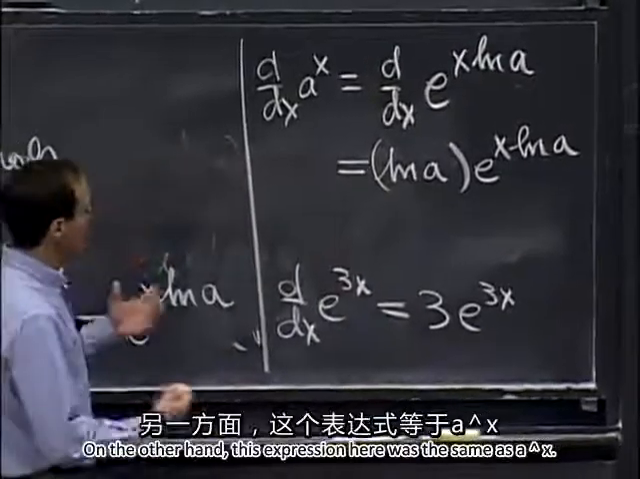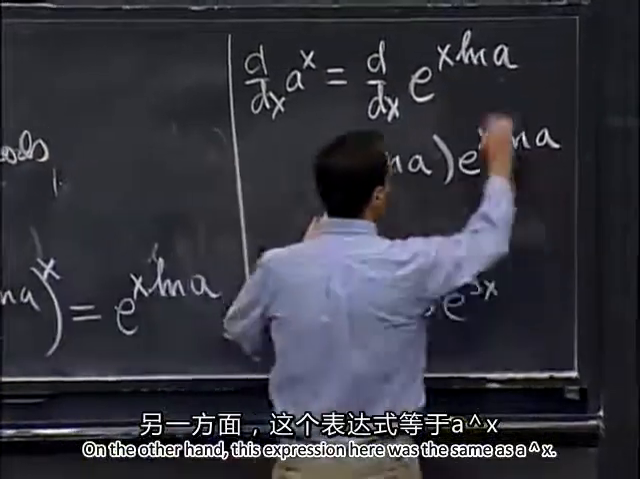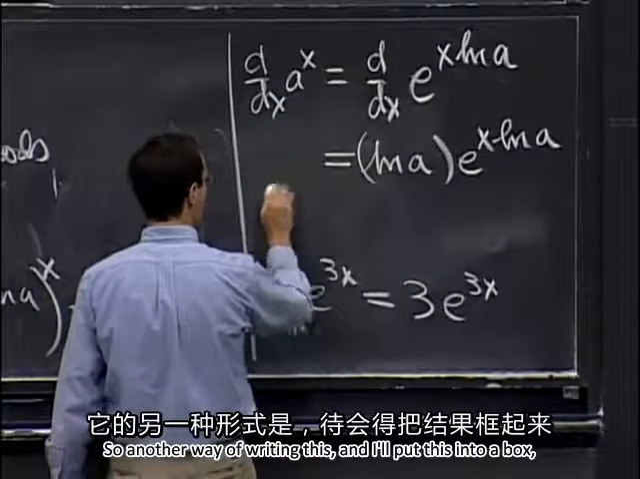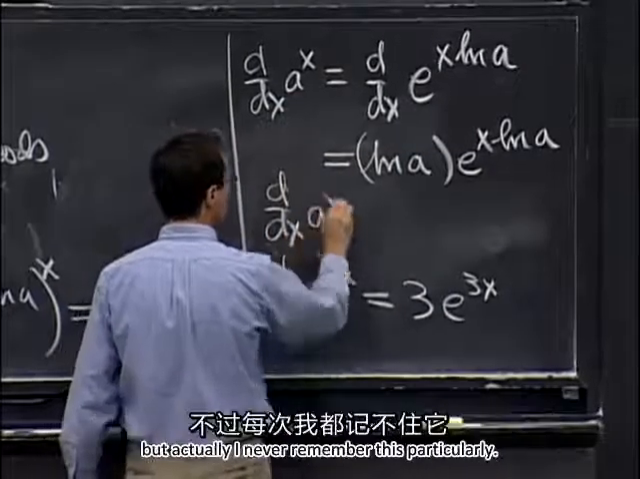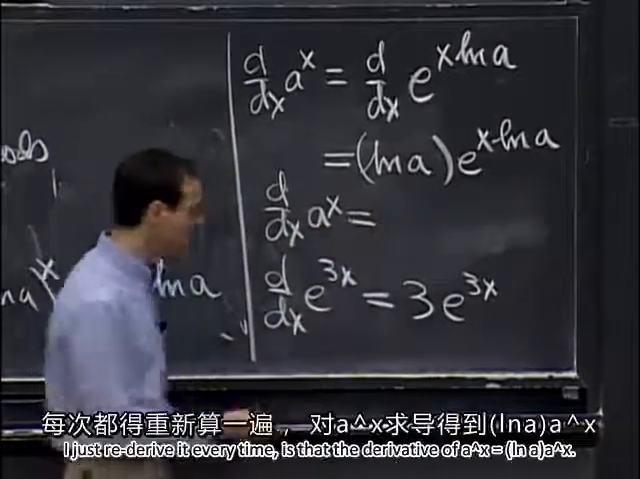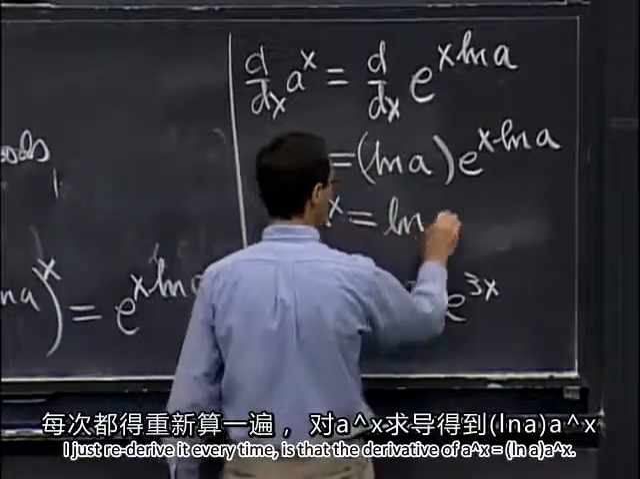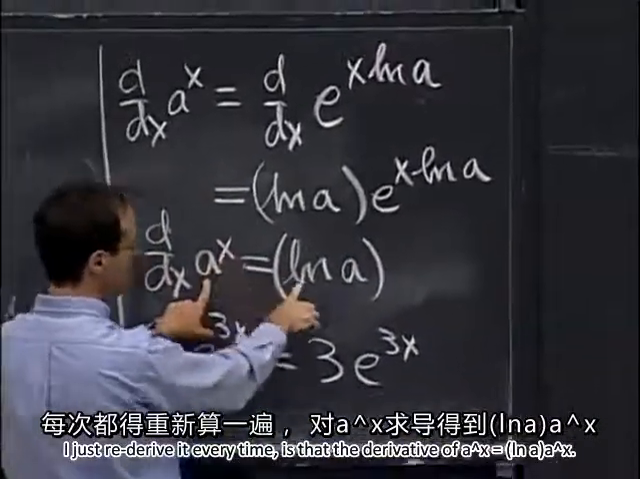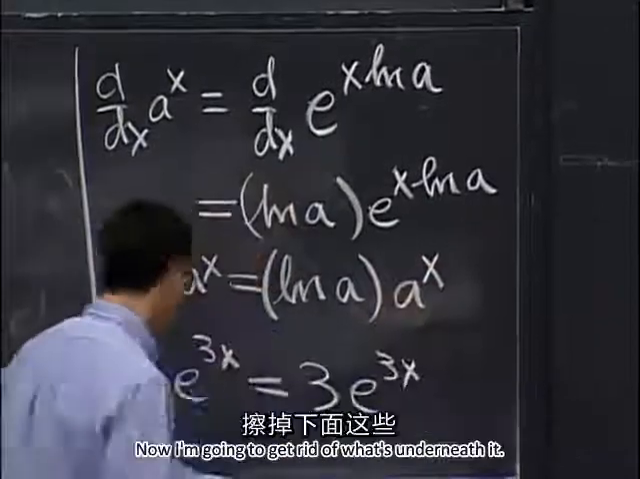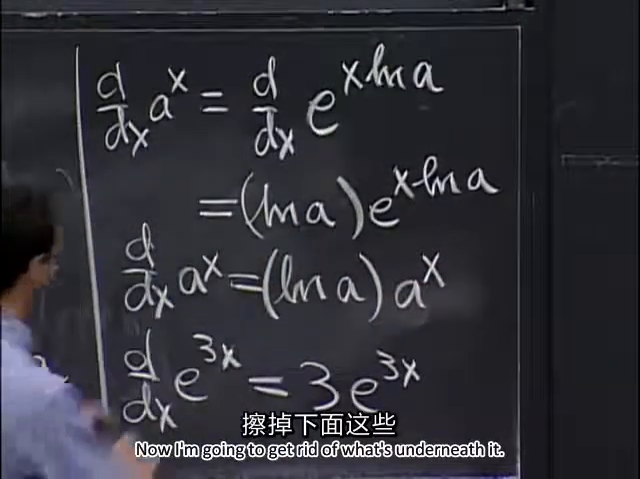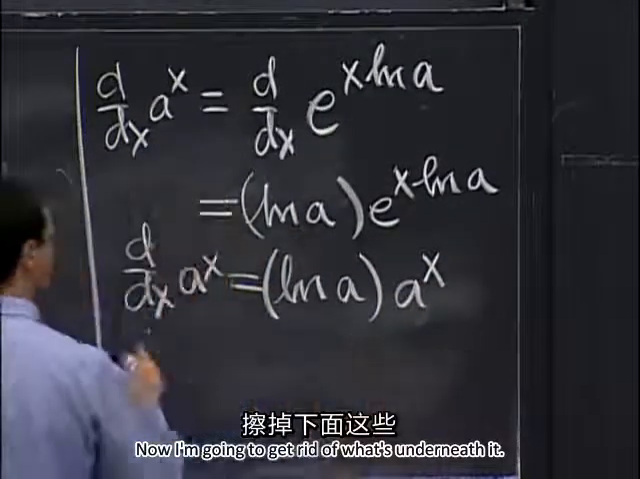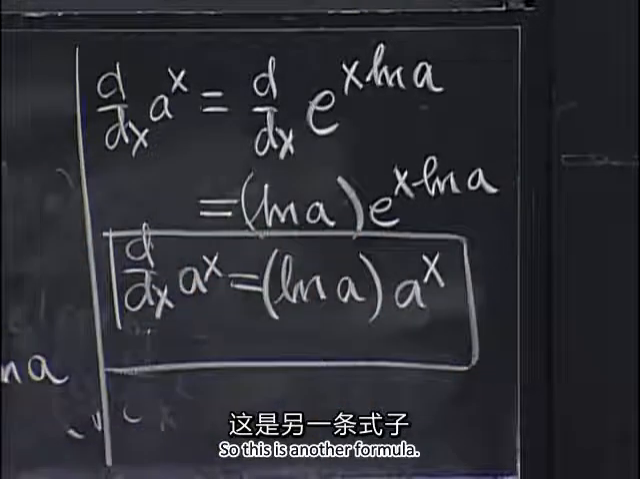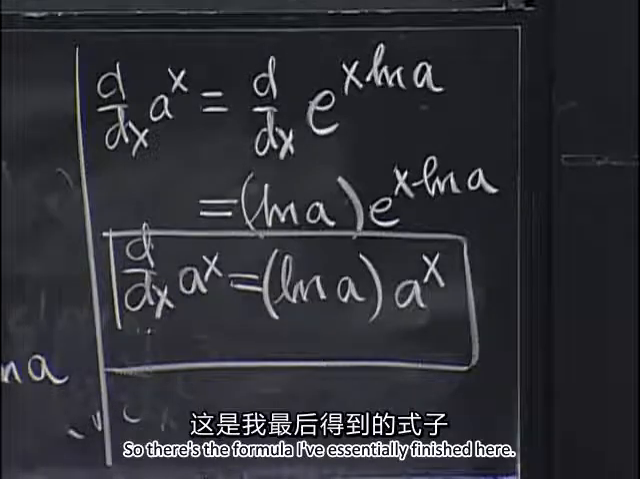On the other hand, this expression here was the same as a to the x. So another way of writing this, and I'll put this into a box, but actually I never remember this particularly, I just rederive it every time, is that the derivative of a to the x is equal to log a times a to the x. All right, now I'm going to get rid of what's underneath it here. So this is another formula.